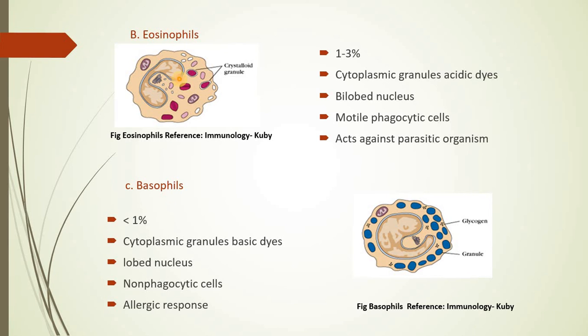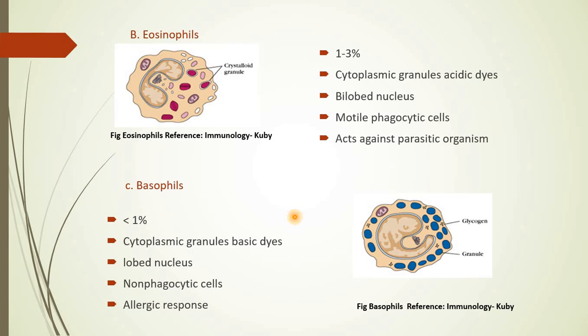The second type of granulocyte in the blood is the eosinophil. Eosinophils count nearly 3% in the circulating fluid, and being granulocytes, the cytoplasm of these cells also shows the presence of granules which get stained with acidic dyes. The nucleus here is bilobed. These are mobile phagocytic cells once again, and they show their action against parasitic organisms.